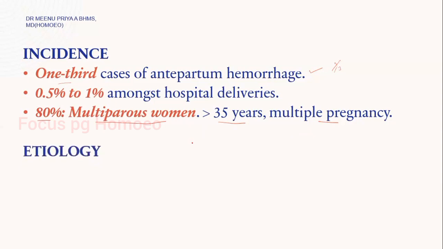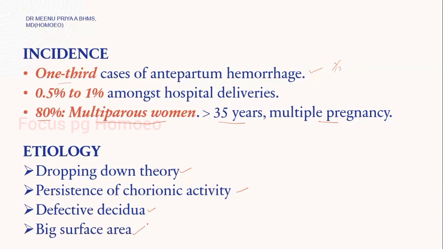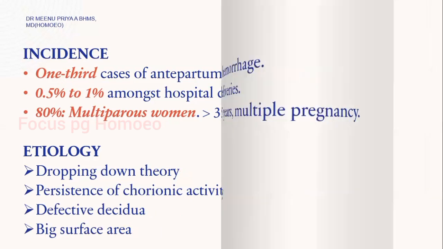And etiology. What is the cause of placenta previa? The cause is not known properly, but there are around 3 theories. One is the dropping down theory, related to direct implantation of the zygote, persistence of chorionic activity, and defective decidua. And there is big surface area of the placenta. This is the more accepted cause for placenta previa, because when the surface area becomes big, it tends to get pulled down to the lower uterine segment.